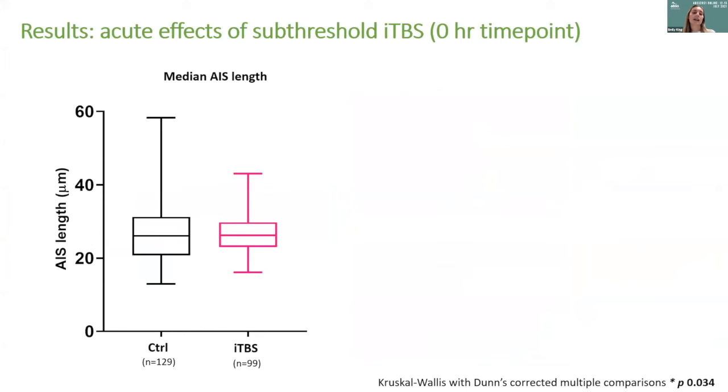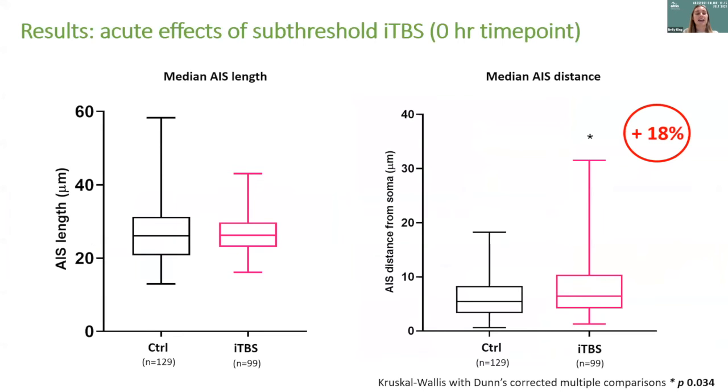So here we're looking at the acute changes in AIS structure occurring after our 6 hours of subthreshold iTBS. And as you can see, we found no significant difference in AIS length, but we did see a significant difference in AIS distance from the soma. So the AIS has shifted distally by 18% in our iTBS stimulated neurons versus our non-stimulated controls.